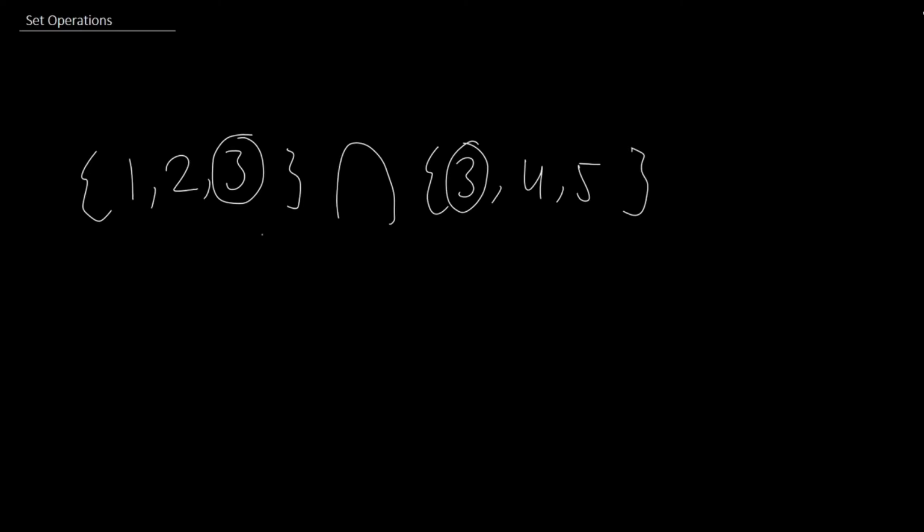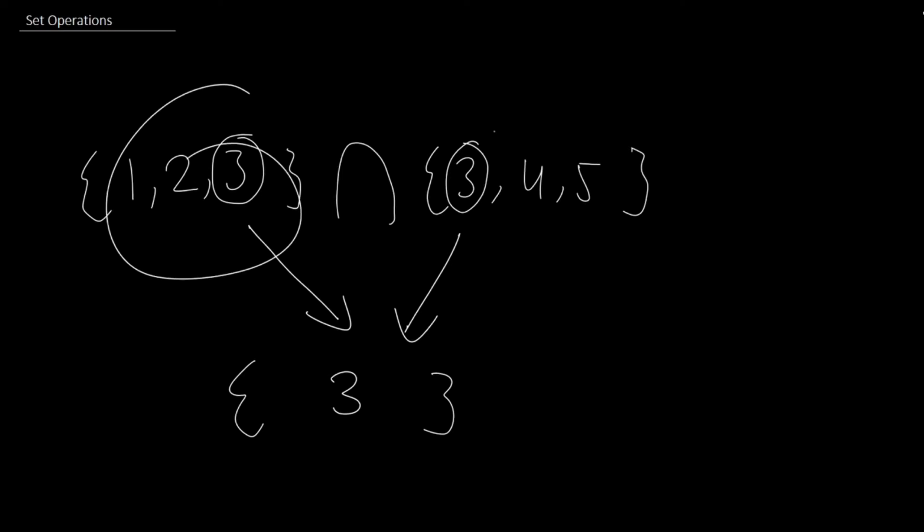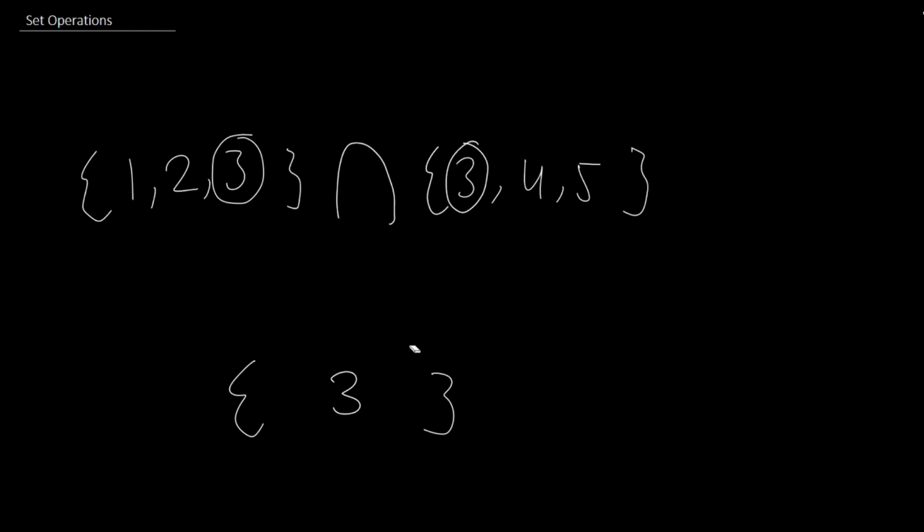Once we have identified those elements, we use them to create a new set. So this only has 3 because 3 is the only one that is repeated. So the intersection between this set and this set is the set which contains the number 3. Okay, that's easy enough. And again, we don't repeat the number 3. We have the number 3 once and twice, but we only put 1 inside of here. No repetitions.